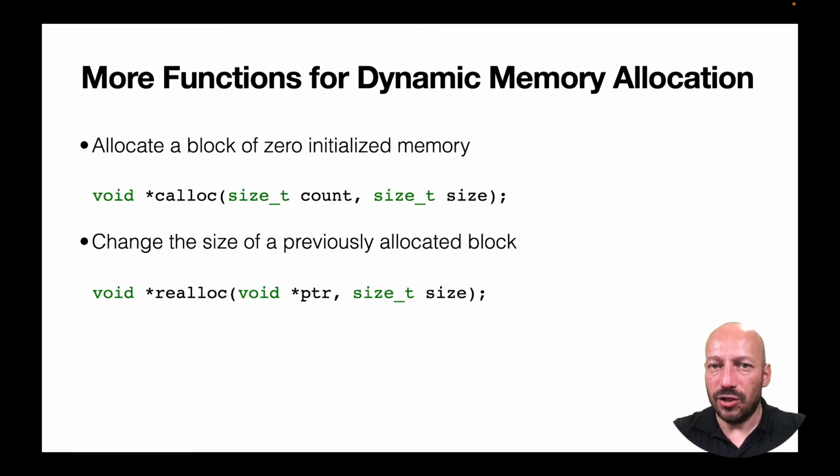If you want to change the size of a previously allocated block, you can try to do that with realloc. If possible, it will simply increase the block size. Otherwise, it will try to find a new block with the desired new size, and will copy the data to there. And of course, if this also doesn't work, if there is not enough memory available, it will also return a null pointer. You will find examples for both of these two functions on the website, of course.